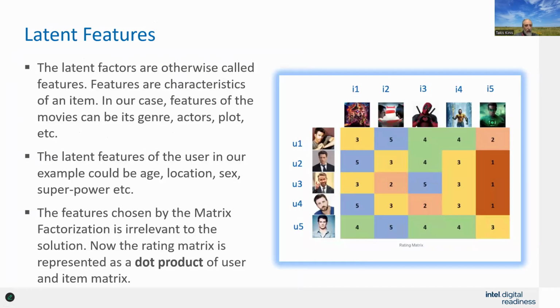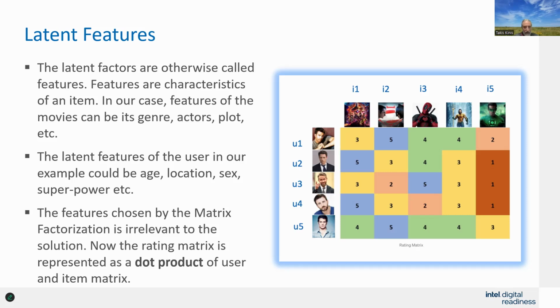So the latent factors, it says, are otherwise called features, right? And you think about how we've been talking about data and dimensions and features. They're characteristics of an item, right? So in our case, features of the movies could be its genre, the actors, the plot, whether it's a Marvel movie or a DC Comics movie or whatever. The latent features of the user could be their age, location, sex, superpower, because these are all superheroes in the movies. But those features really aren't demonstrated here, but they're still part of those individuals. And the movie type and ratings and actors are part of the movies, but we're not looking at those features. Those are latent features, right?